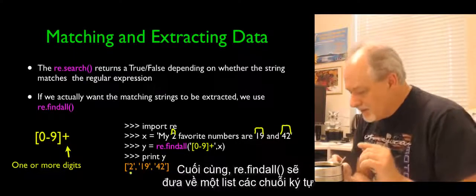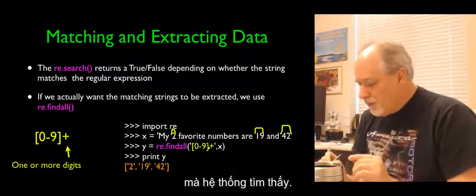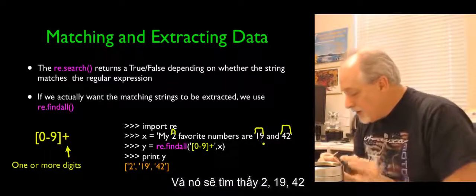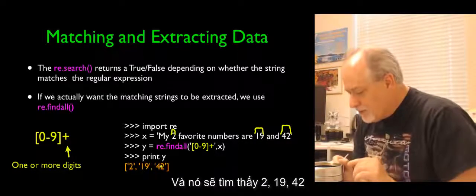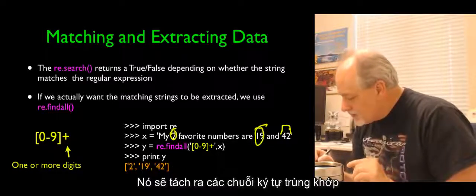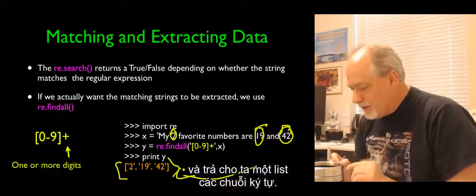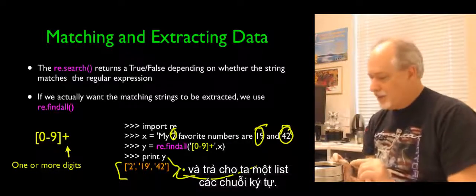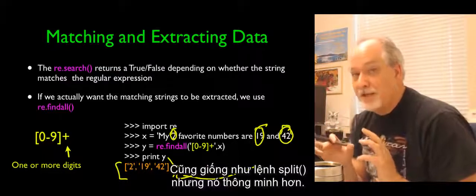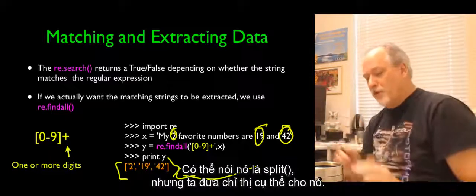And so what findAll gives us back is a list of strings. So it's looking the whole time, and then it says, oh, I've got it, 2, 1942. So it actually extracts the strings that match and gives you a Python list of strings. Kind of like split, except it's like a super smart split, right? It's split, but I've directed it where to look.